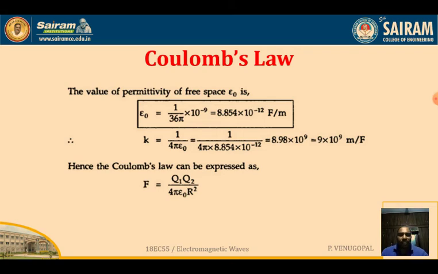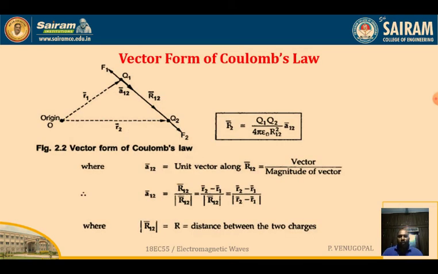Since force is a vector quantity, we need to express Coulomb's law, or force, in vector form as vector F2 is equal to Q1 Q2 divided by 4 pi epsilon naught R12 square into A12. What is F2? F2 is the force which is exerted on Q2 due to charge Q1.